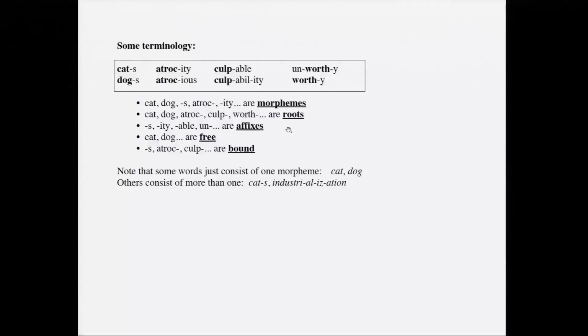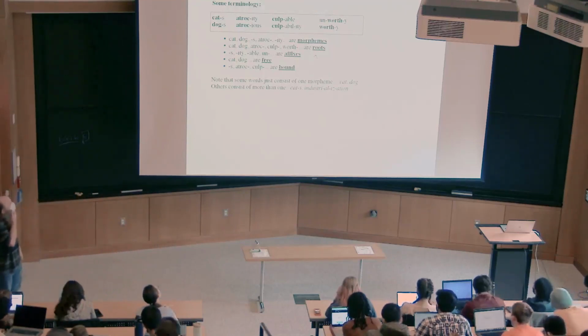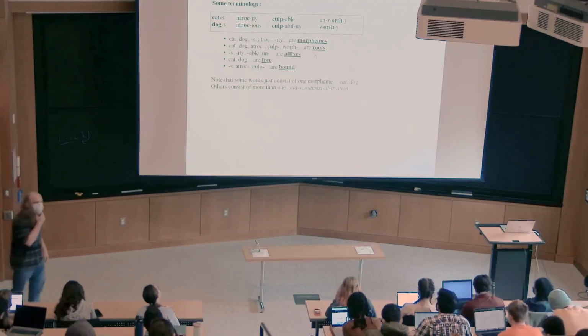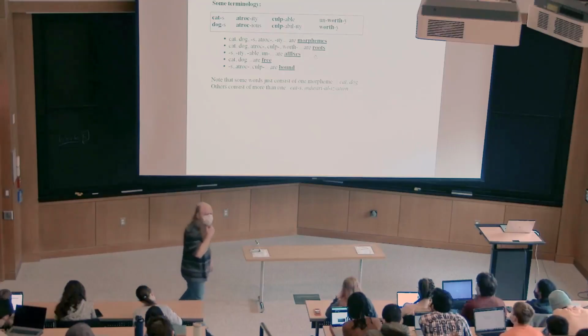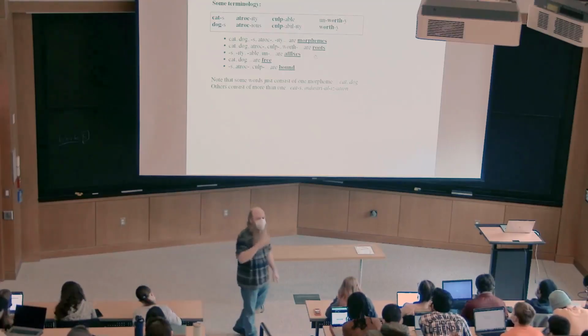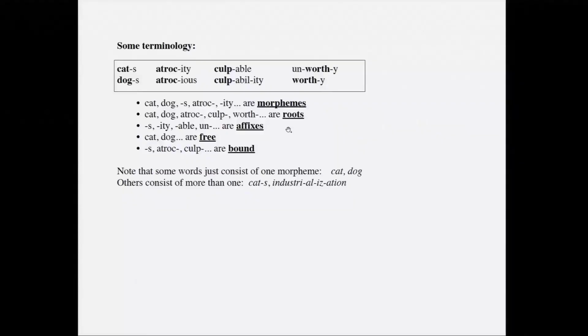So now some terminology, including a word that Raquel just said, so let me get all of you caught up. Words like cats or dogs or atrocity or culpable or unworthy, we're saying these are words that have multiple parts. We can productively divide them, and it's useful to divide them into parts. These parts of words are what are called morphemes. So cat is a morpheme, dog is a morpheme, s is a morpheme. So is atroce and itty, and atrocity. Those are all morphemes. So that's the name for these parts of words combined.